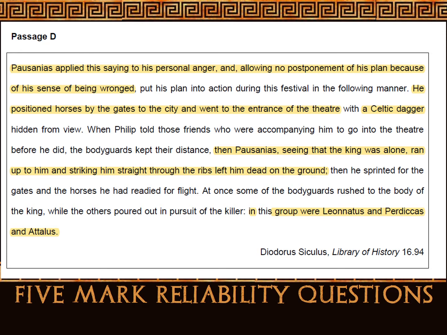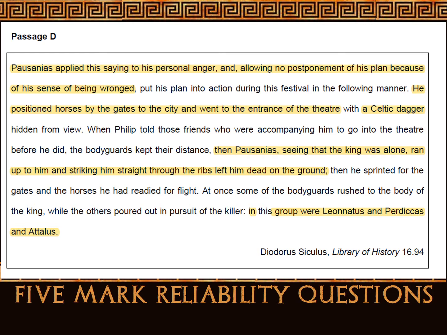So I've started by looking particularly at Pausanias, and the point I've picked up here is that Diodorus seems to know what this guy is thinking. He applied his personal anger, so that we see this sense of Diodorus claiming he knows what this person is thinking. We got some quite good details about this plan, positioning horses by the gates in the city, and went to the entrance of the theatre. Again, if this is a secret assassination attempt, we could ask, how does Diodorus know this? Or is this him simply telling a story?